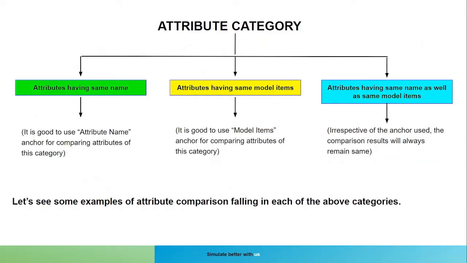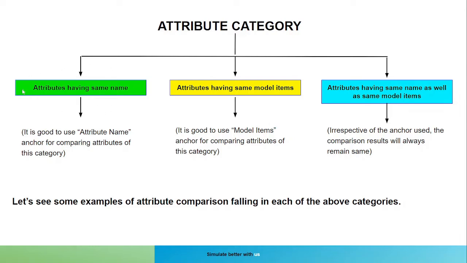Now the attributes from both the AMFs will fall in three different categories. The first is that the attributes from both the AMFs will have the same name. The second category is that the attributes will have the same model items, and the third category is that the attributes will have both things the same, that is, their names as well as model items are the same. So attributes from both the AMFs will fall in one of these categories.